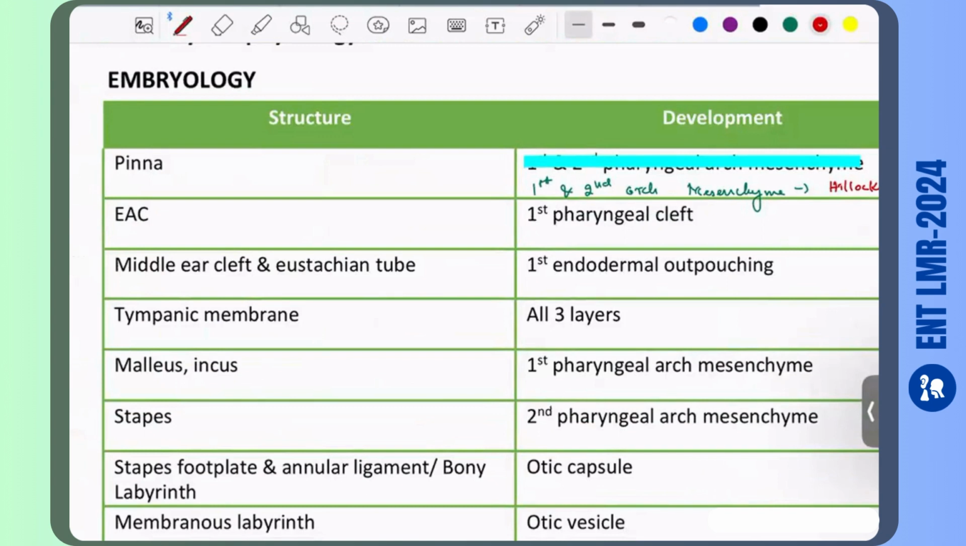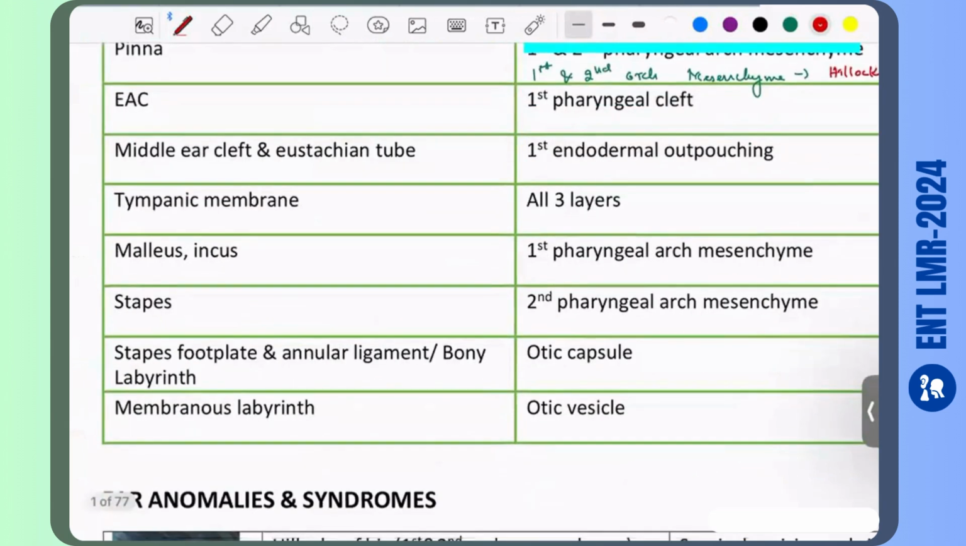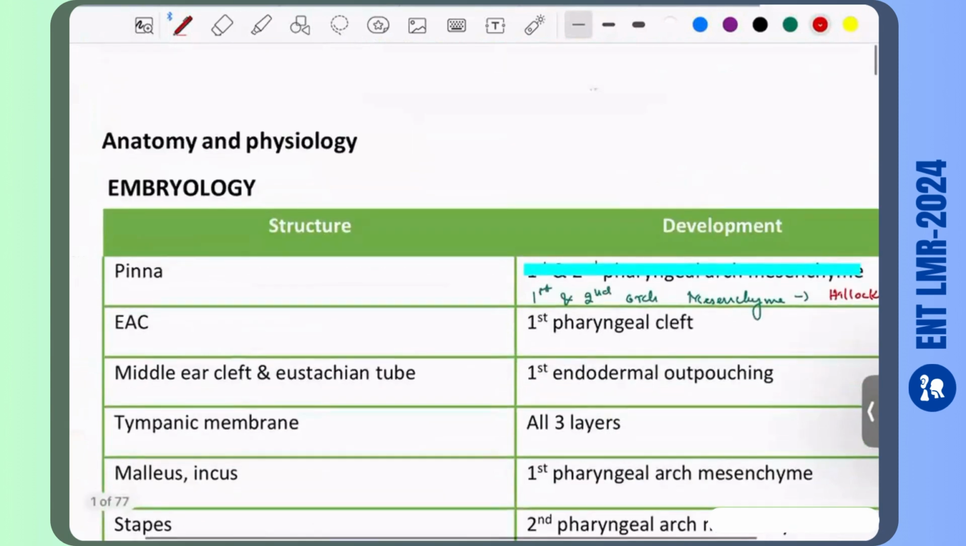External and middle ear forms from pharyngeal arches. Inner ear forms from the neural ectoderm. Neural ectoderm is divided into two: otic capsule and otic vesicle. Otic capsule will form these structures, otic vesicle will form these structures. It's very simple. External and middle ear, separate embryology. Inner ear, separate embryology. That's the important point that you people need to understand.